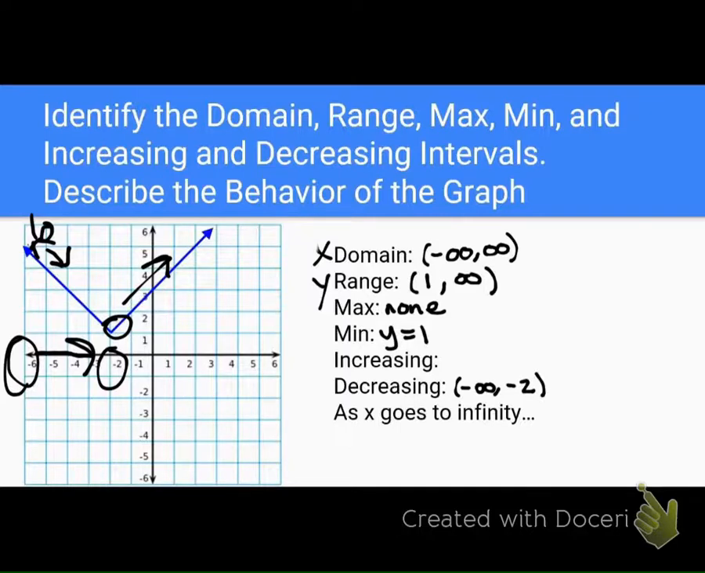Then I turn around and start going uphill, so I'm increasing from negative 2 until I go on forever, until infinity. So then I can see, okay, what's happening in general as x gets really, really big? As x goes to infinity, it looks like this is just continuing to go up, so I would say that y goes to infinity for this function as well.